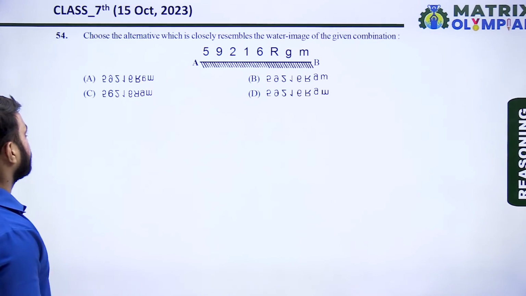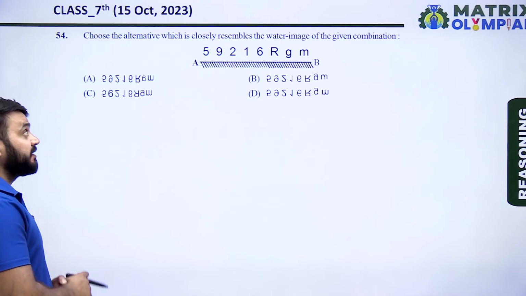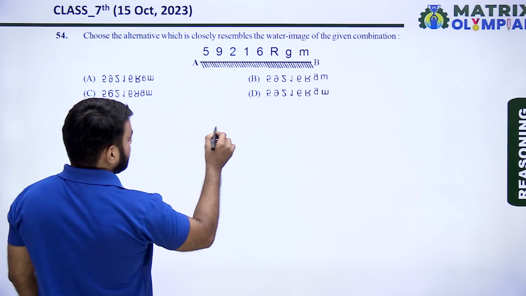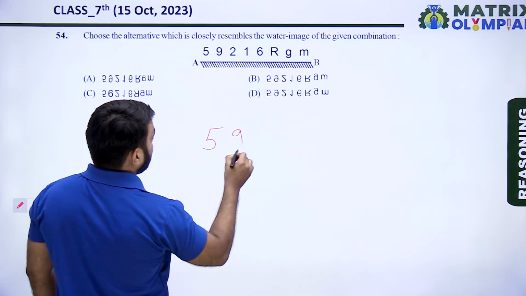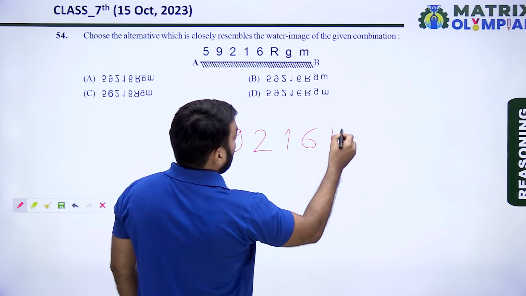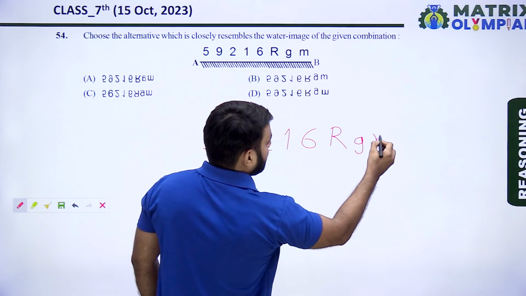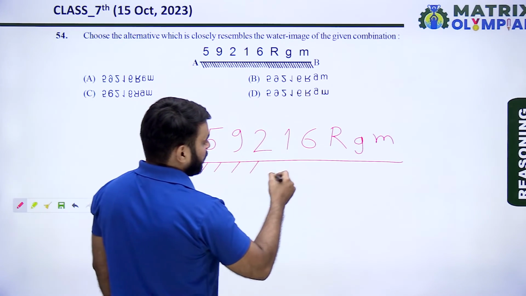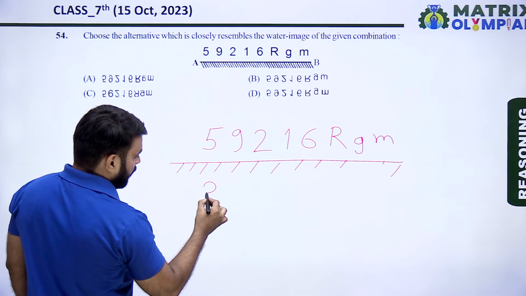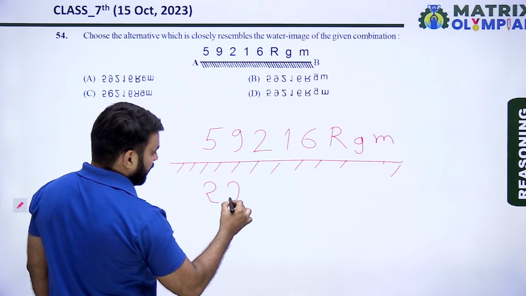So the next question is question number 54. Choose the alternative which closely resembles the water image of the given combination. So the question is 5, 9, 2, 1, 6, R, G, M. First find the water image of 5. So the water image of 5 looks as follows. Now the water image of 9.